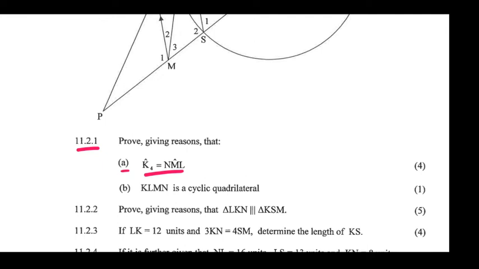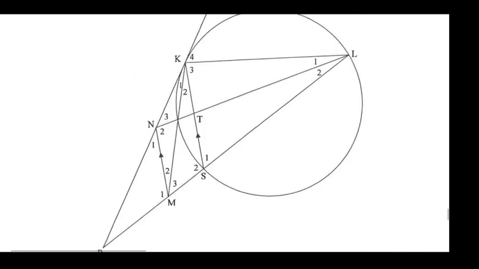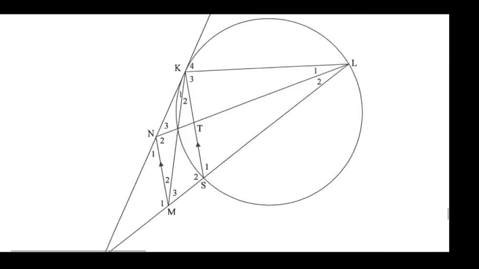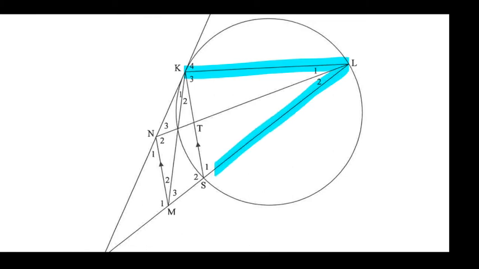So we're going to do B now. B says that we must prove, with reasons, that this is actually a cyclic quad. It's KLMN. What you need to note is, in the previous question, we just proved that K4 is equal to M, and if you see clearly, K4 is an exterior angle. It's equal to the opposite interior angle.